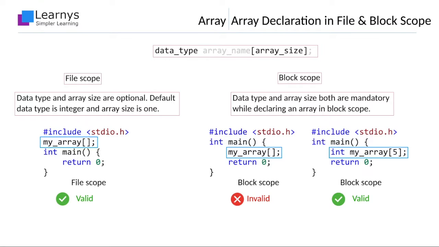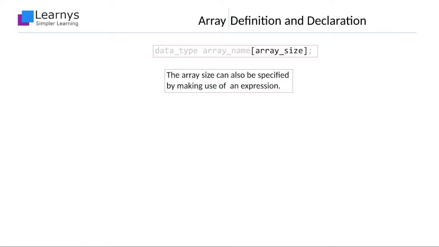On the other hand, declaring the data type as well as the size of the array is mandatory if the array is being declared in a block scope. The size of the array can also be specified by making use of an expression. It should be noted that only constant expressions are allowed in file scope, whereas the block scope tolerates constant as well as other expressions too. If you are specifying the size of an array using an expression in the file scope, the expression should be a constant expression.